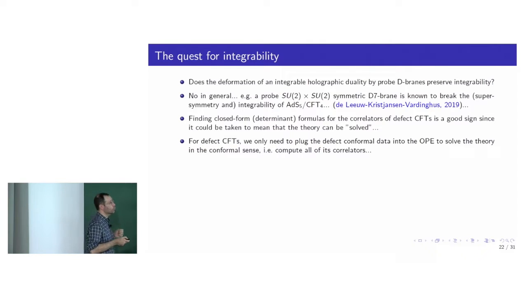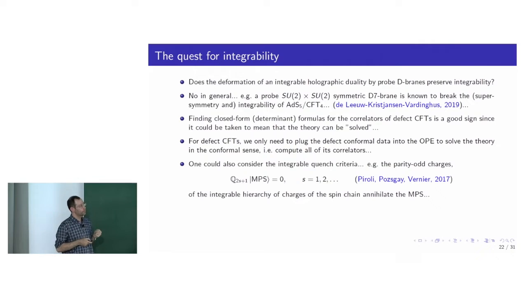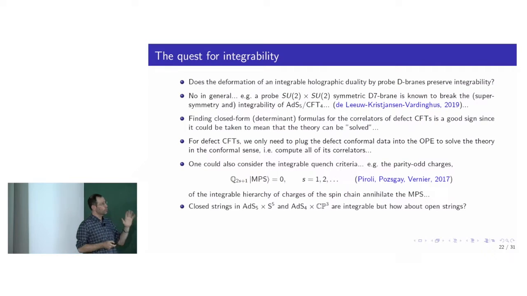Yes, one can use the conformal data to solve the theory, but I want to say something about integrable quench criteria, which I briefly mentioned previously, which are formulated by means of the parity of charges of the spin chain of the theory, that is, the one that describes the dilatation operator, etc. So if this annihilates the boundary state, then there is a nice criterion by Piroli, Pozsgay, and Vernier, which says that the quench, or the defect CFT seen as a quench, if we could Wick rotate it, is integrable. And this has been shown for both of these systems. Recently it was shown also for the AdS4 system.